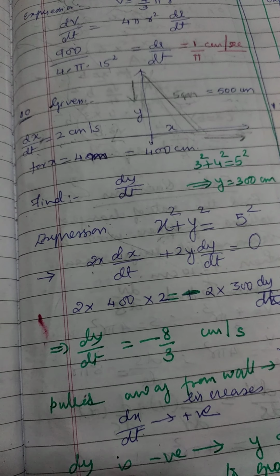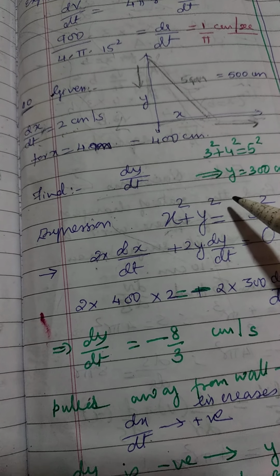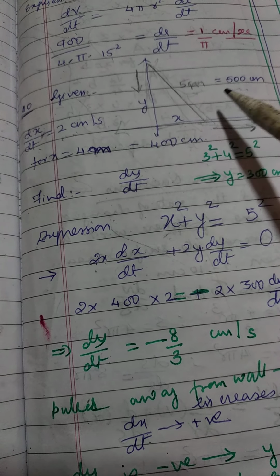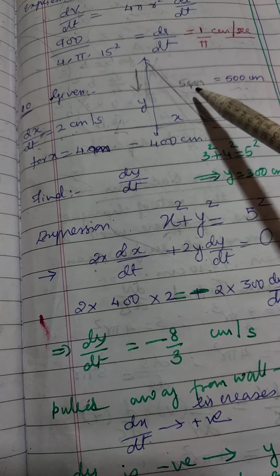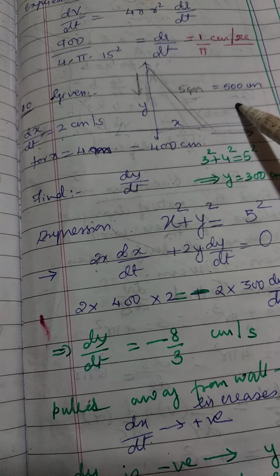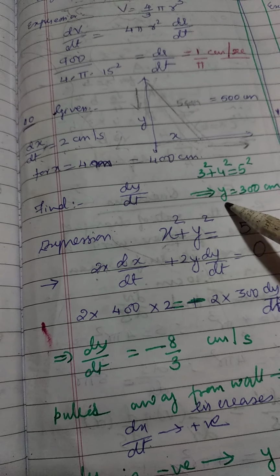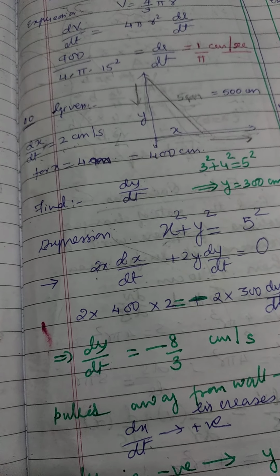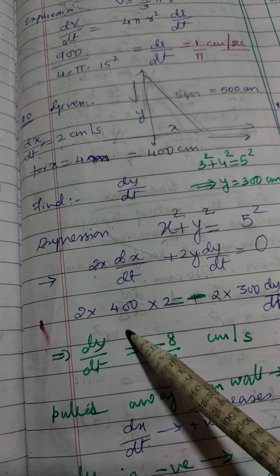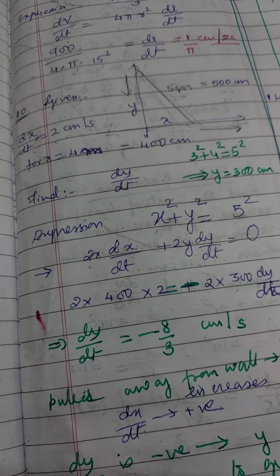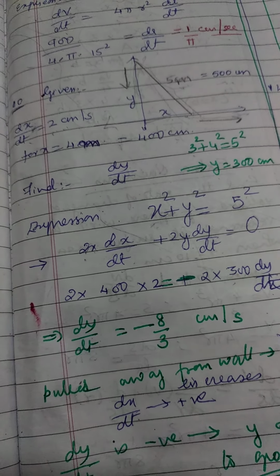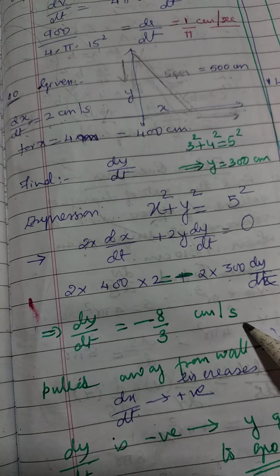So we need to convert, we'll have to keep all the units same. For that purpose, I am converting meter to centimeter. So the length y will be now 300 centimeter. Substituting the value, we get that dy on dt comes out to be minus 8 on 3 centimeter per second.